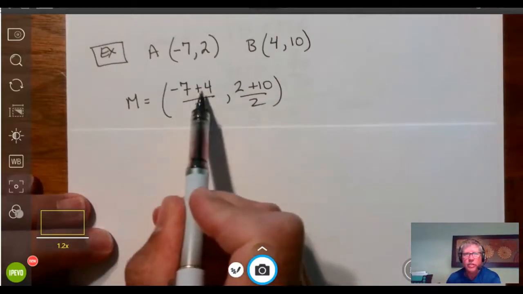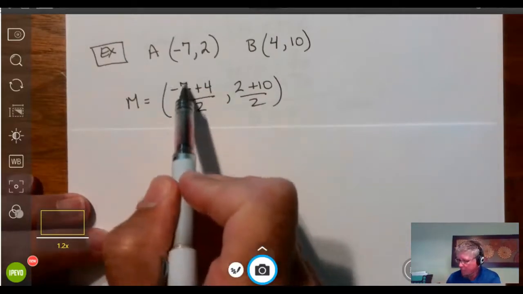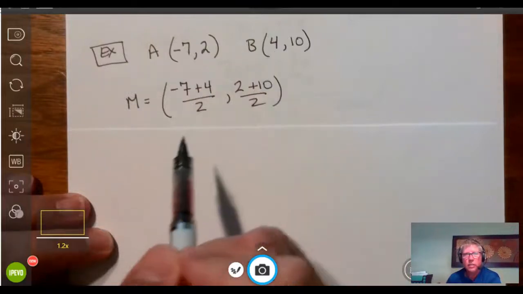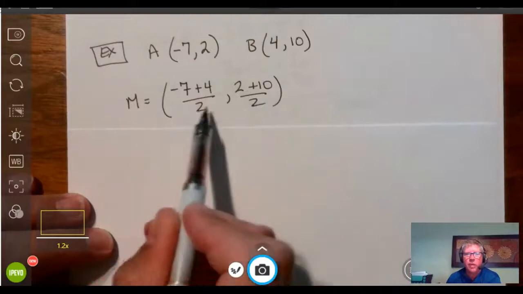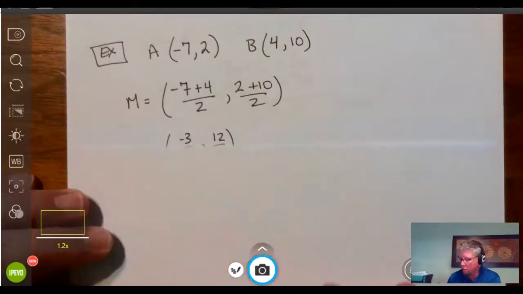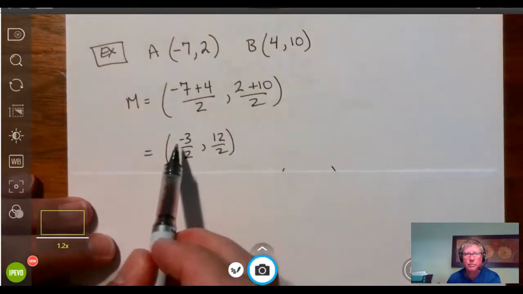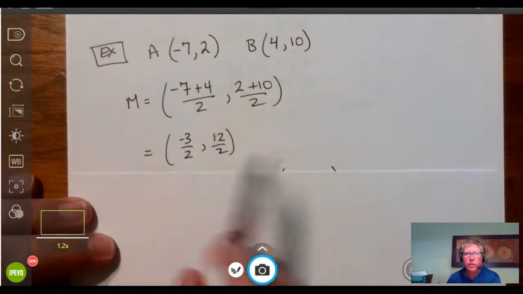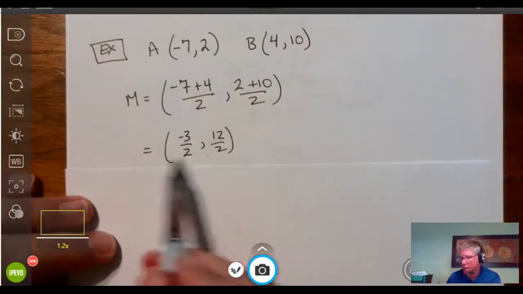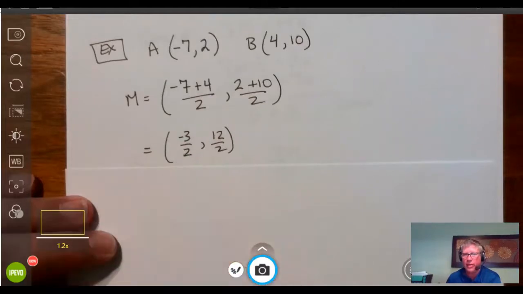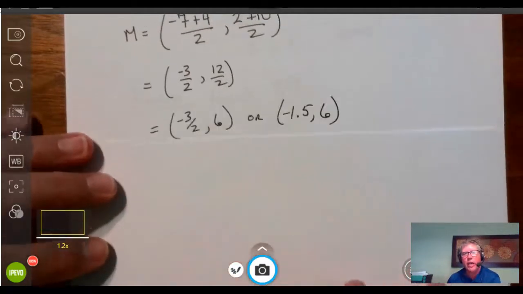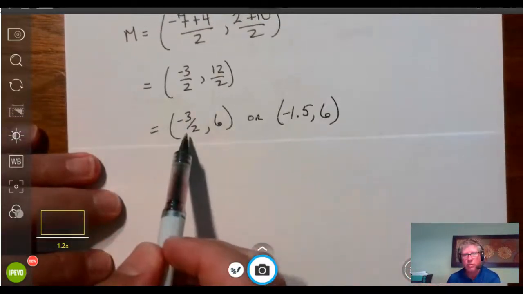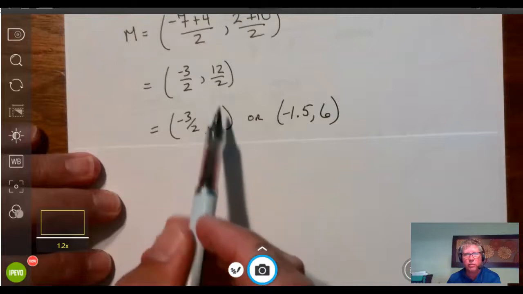The average of the x's: I take those x's and average them. And then I take those y's and average them. Negative 7 plus 4 is our good friend negative 3. 2 plus 10 is 12. And you can leave your answer like this. I'm fine with that. If you want to be a little bit more proficient, you just take that as far as you can. I certainly would accept negative 3 halves and 6, because 12 divided by 2 is 6.